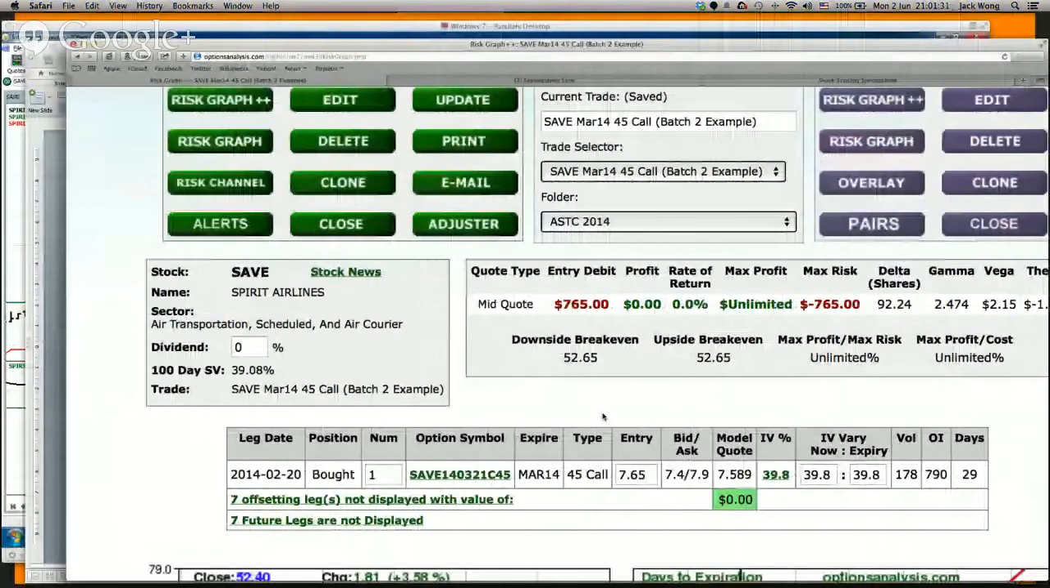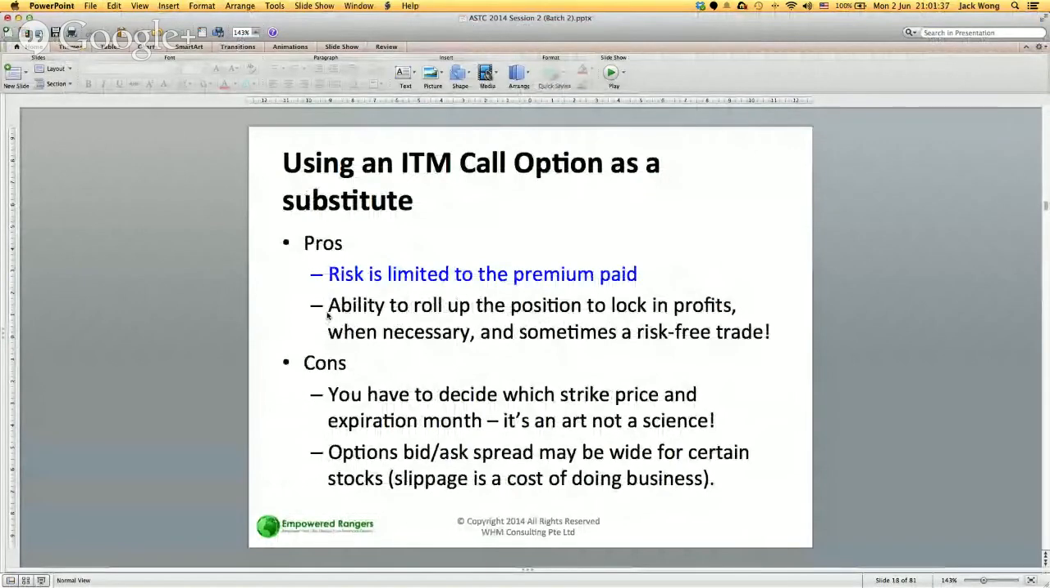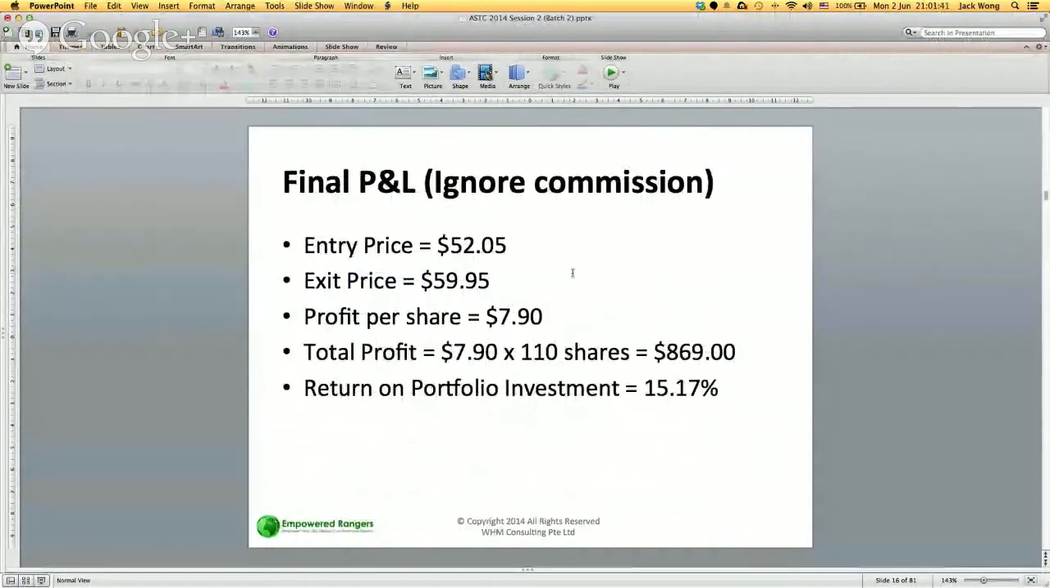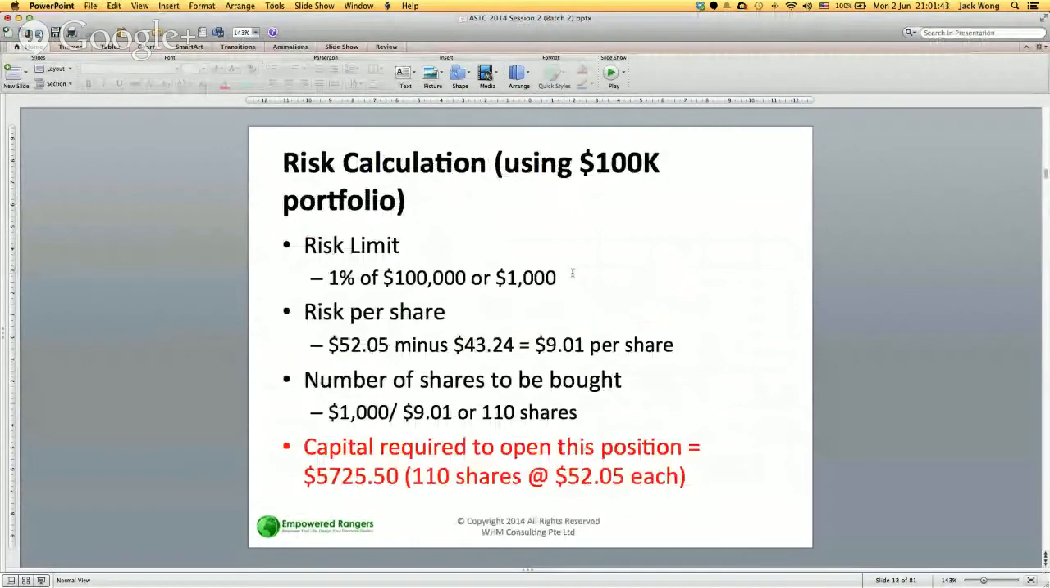So go back to the PowerPoint first. What happens is that if we were to use a long call option, we want to still start off with the long stock position analysis, which is this slide.